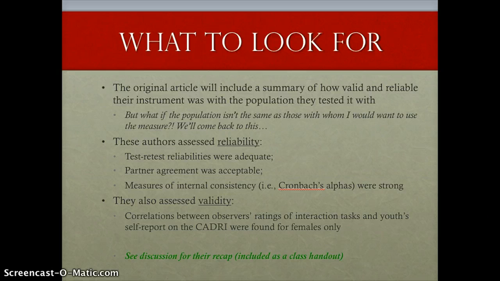Alternatively, discriminant validity would say that things that we wouldn't expect to correlate wouldn't. So teen dating violence, we wouldn't think would correlate with something like if we had a healthy relationship scale, for example.